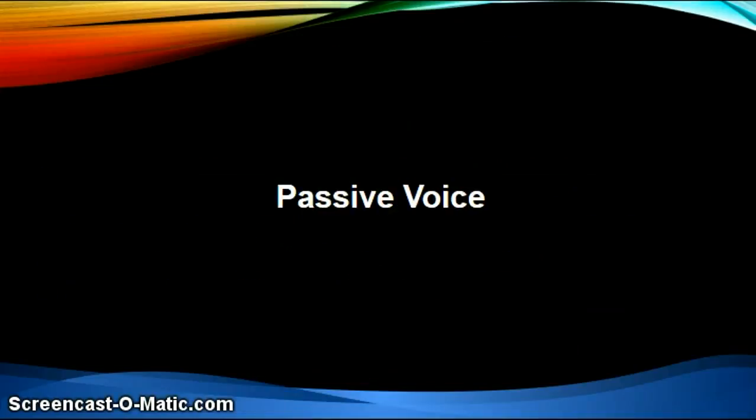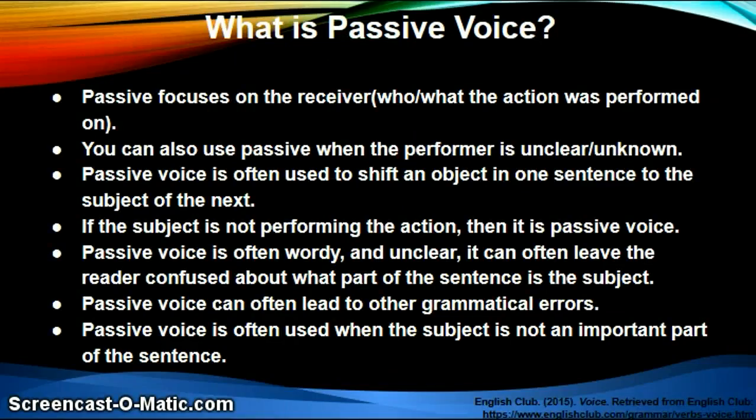Next we move on to passive voice. What is passive voice? Passive voice often focuses on the receiver, or who or what the action was performed on. You can also use passive when the performer is unclear or unknown. Passive voice is often used to shift an object in one sentence to the subject of the next. If the subject is not performing the action, then it is passive.